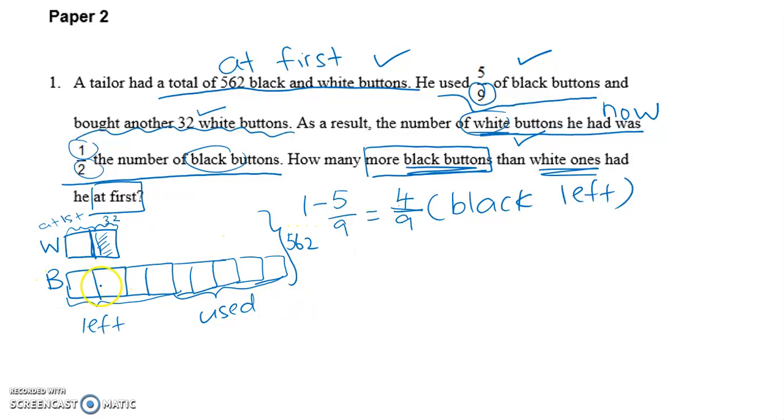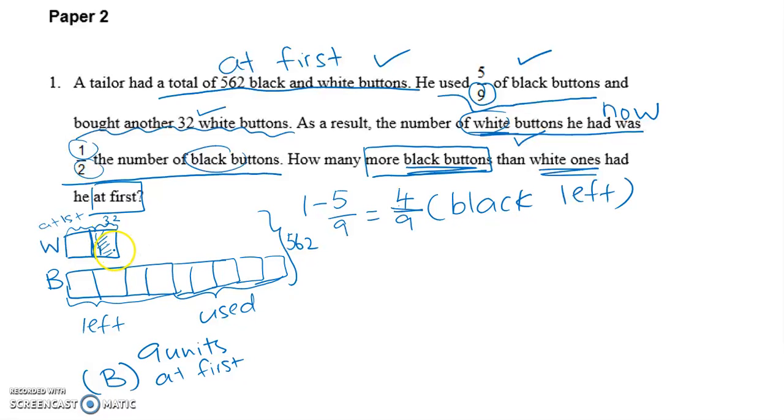For black, no problem, because we know that there are a total of 9 units at first. This is for the black. How about the white? At first, it's 1 unit plus something here plus 32. So there's a gap here, 32.